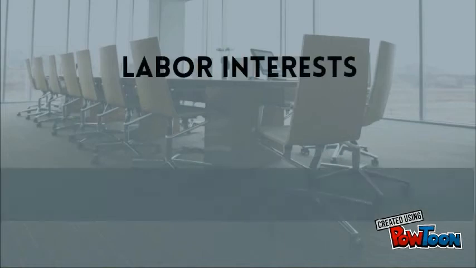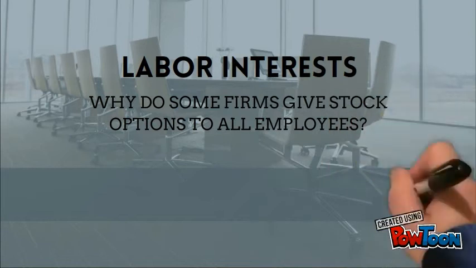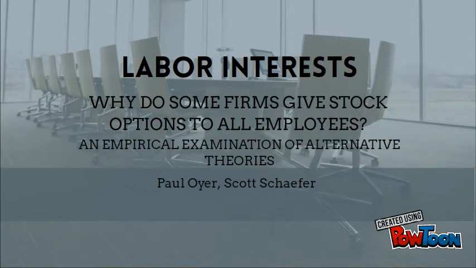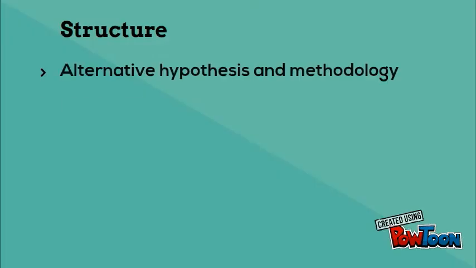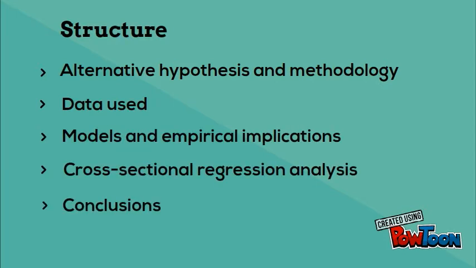Today I will present a paper by Paul Oyer and Scott Schaefer on why some firms give stock options to all employees. The presentation is structured as follows. First, a short introduction to different hypotheses and the methodology implemented, followed by a short description of the data used in this research. Second, we will analyze each model and the empirical implications arising from them, and the calibration of such models to the data.